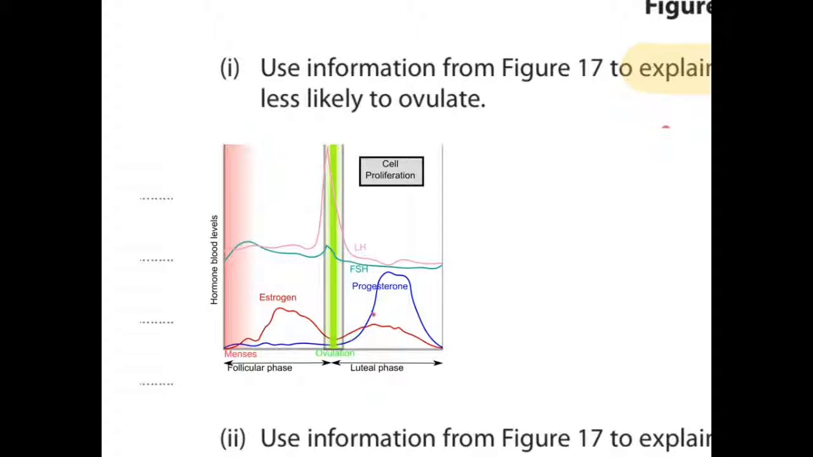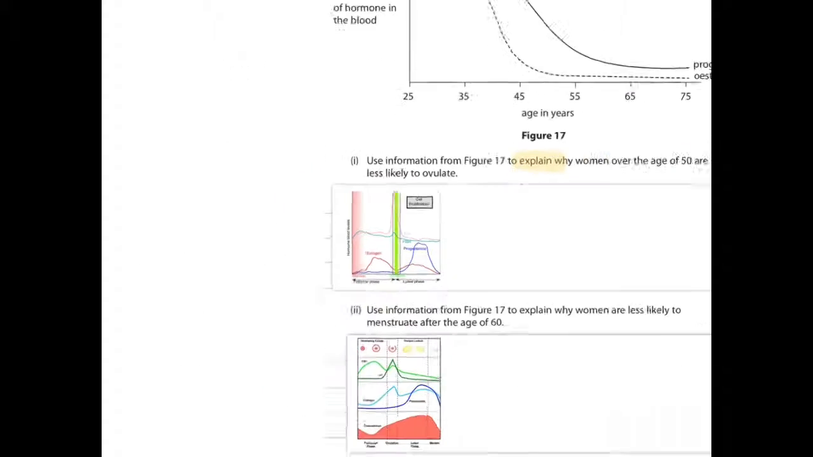We don't need to talk so much about progesterone here because it's about ovulation, and the rise here happens after ovulation. So estrogen increases, causing an increase in LH, which leads to ovulation. So if there's no estrogen, or estrogen levels are very low, you do not get this release of luteinizing hormone, and therefore you don't get ovulation.